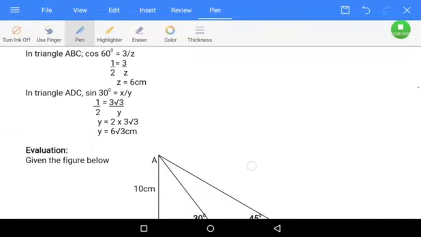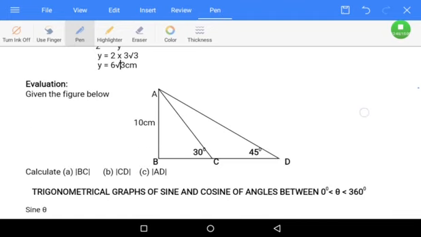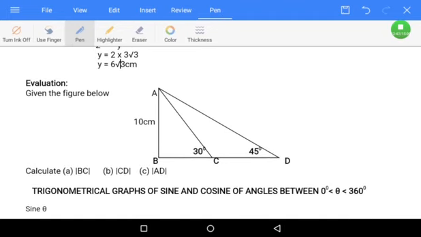Very simple. Sin 30 is 3 root 3 over y, and sin 30 is half. Half equals 3 root 3 over y. If you multiply, you have y times 1 equals y, and 2 times 3 root 3. 2 times 3 is 6. That's 6 root 3 centimeters. And your answer is left in surd form. I believe that's clear. So you have this evaluation to solve.